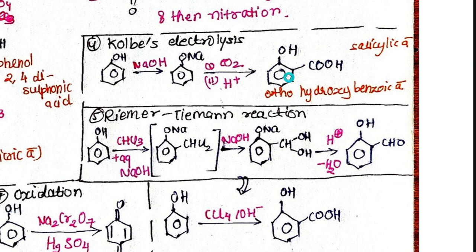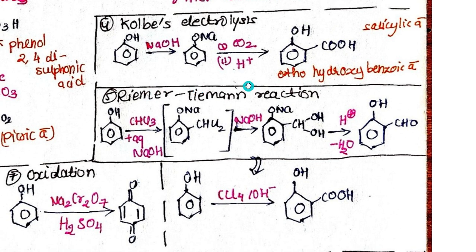Orthohydroxybenzoic acid. Now coming to the Reimer-Tiemann reaction. Phenol plus CHCl3, that is chloroform, plus aqueous NaOH will give us sodium phenoxide ion attached with this CHCl2, which is an unstable intermediate, as you can see, that's why it is in brackets. Then reacting with NaOH, it will give us ONa, and here, instead of this Cl2, we will have two OH groups.